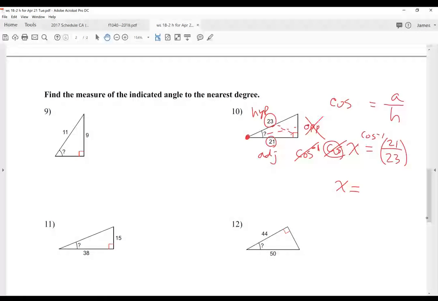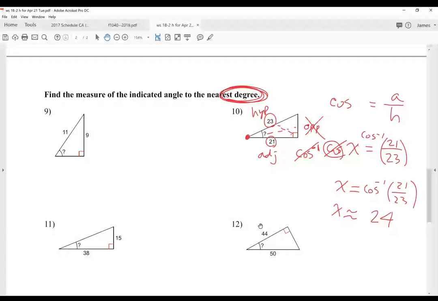On a phone calculator, you might have to do 21 divided by 23 equals, and you get a decimal number, and then you press the inverse cosine. On a regular scientific calculator, you just press it in the order that you write: cos -1, parentheses 21 divided by 23. So you get x is about 24.0 something, but for this one, keep the answers to the nearest degree. So we don't need any decimal points. Just round it to the whole number.